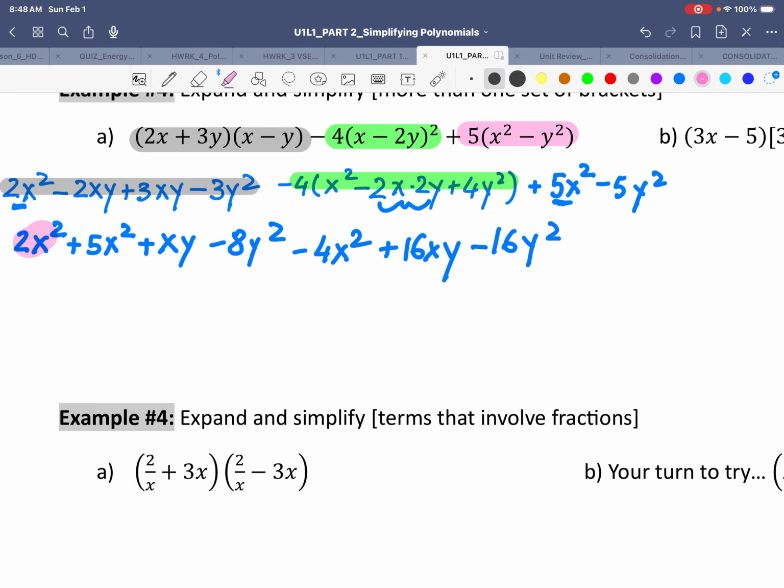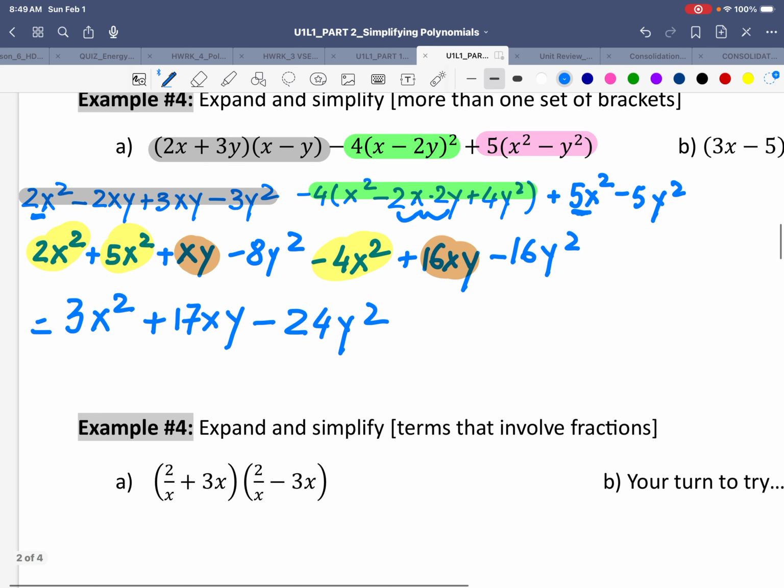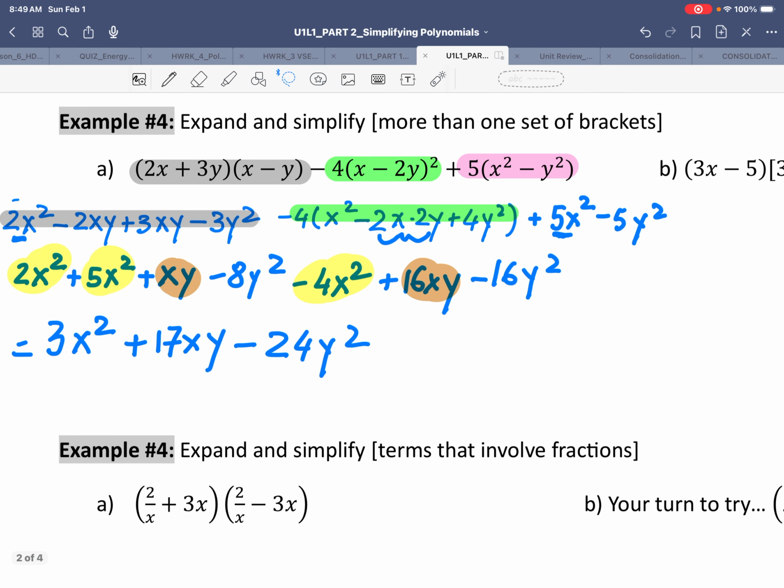So we have x squared terms. And going to simplify the x squares first. So we have 2 positive 5 minus negative 4, so that means 7 minus 4, 3x squared. Now, xy terms, let's check and see what we have in here. We have 1 xy here and 16 xy's in here. We have 17 xy's. And the y squared terms, we have negative 8y squared minus 16y squared. We have negative 24y squared. And this would be the most simplified form of this particular expression.